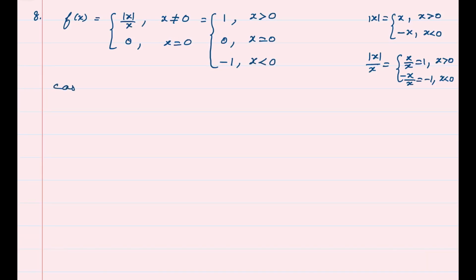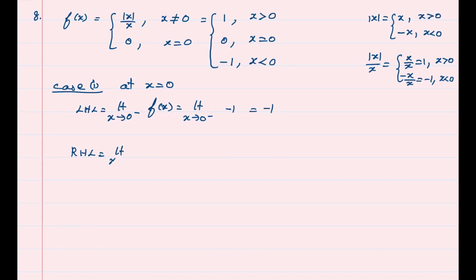Case 1, we will first check the continuity at x equal to 0. LHL is limit x tending to 0 minus f of x. For 0 minus, x less than 0 definition, which is minus 1, the answer is minus 1.